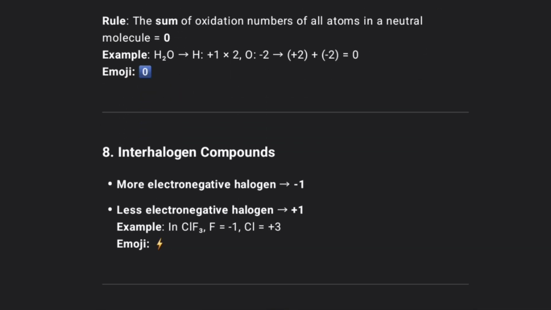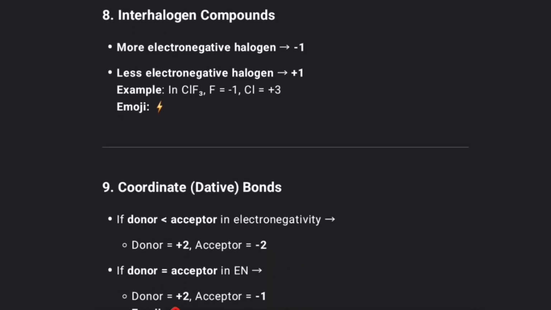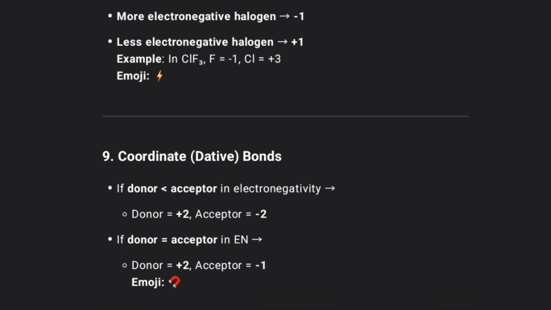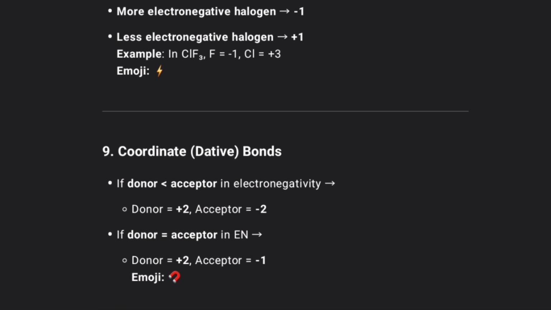8. Interhalogen compounds. The more electronegative halogen gets -1, the less electronegative halogen gets a positive charge. Example, in ClF3, F equals -1, Cl equals +3. 9. Coordinate dative bonds. If the donor is less electronegative than the acceptor, donor equals +2, acceptor equals -2. If donor equals acceptor in electronegativity, donor equals +1, acceptor equals -1.